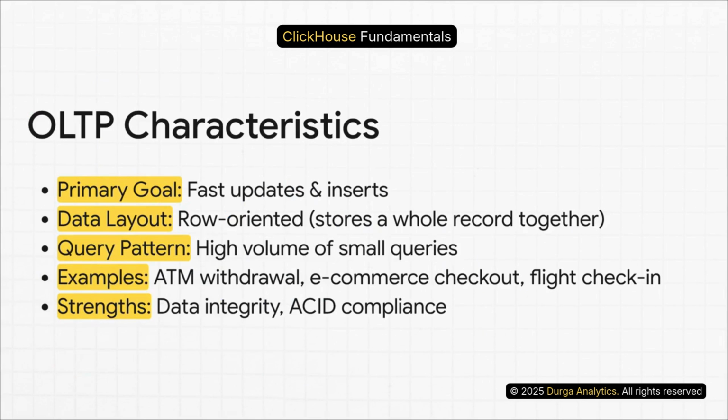So what's really important here is how all these characteristics work together. The main goal is speed for small updates. You know, like an e-commerce checkout. When you make a purchase, the system has to instantly update the inventory, process the payment, and log the order. Storing that entire order as a single row makes this super efficient. This row-oriented layout is key to guaranteeing data integrity through something we call ACID compliance, which just ensures that every single transaction is processed safely and reliably.